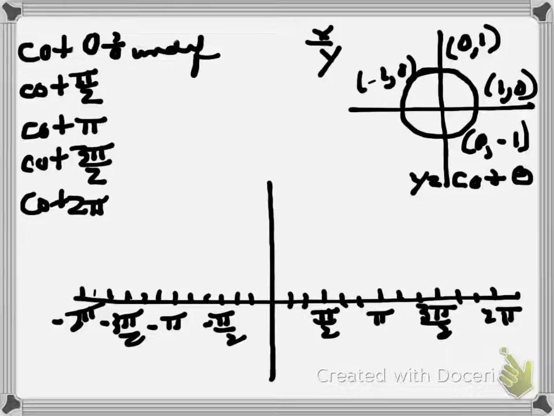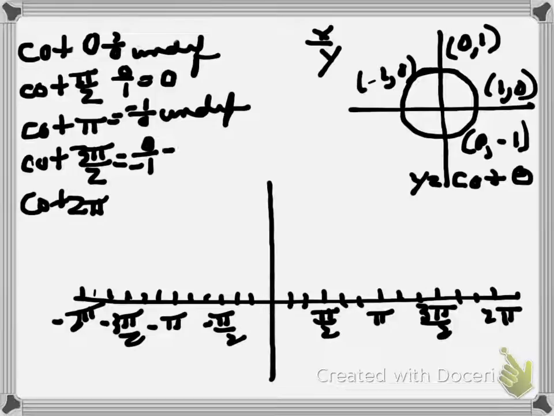So cotangent, 1 over 0 is undefined for 0. For pi over 2, it's 0 over 1, which is 0. For pi, it's negative 1 over 0, so it's undefined. 3 pi over 2, 0 over negative 1 is 0. And 2 pi is the same as 0, which is undefined.